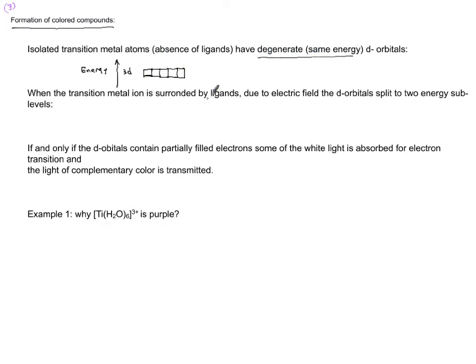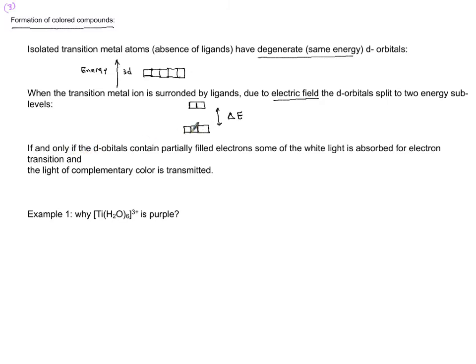Now, once ligands start approaching, ligands have lone pairs of electrons, and these are negative regions of space. They create an electric field, and they start repelling the electrons. And what happens to the isolated, degenerate orbitals? They will break into 2 distinct energy levels. 3 of the 3d orbitals stay down here, and 2 of them go up there.